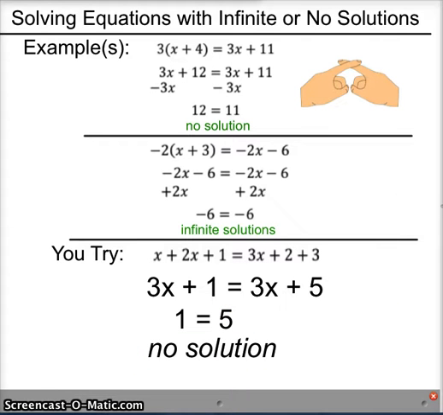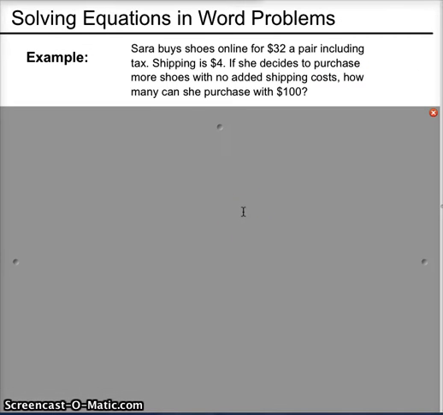Okay, let's move on to some word problems. Another favorite. Okay, so if you want to shorten this when you're writing this down, you can. Otherwise, just take a minute so you have it and copy the problem down. Let me read it aloud. Sarah buys shoes online for $32 a pair, including tax. Shipping is $4. If she decides to purchase more shoes, but there's no added shipping costs, how many can she purchase with $100? So let's assign some variables here.